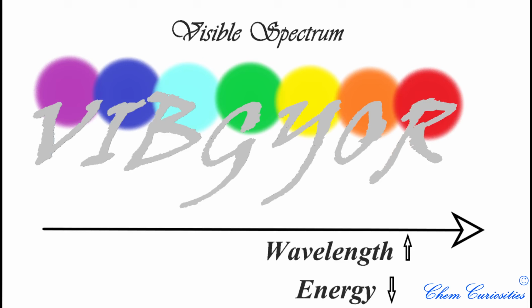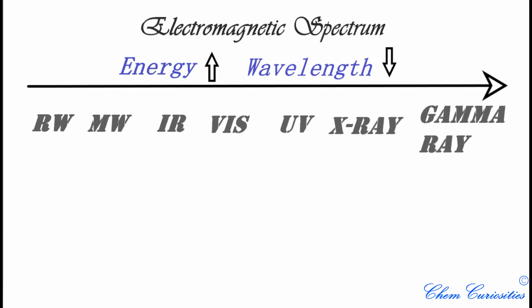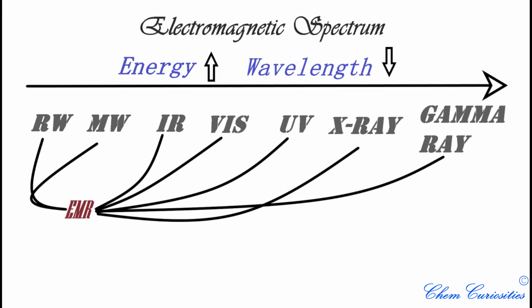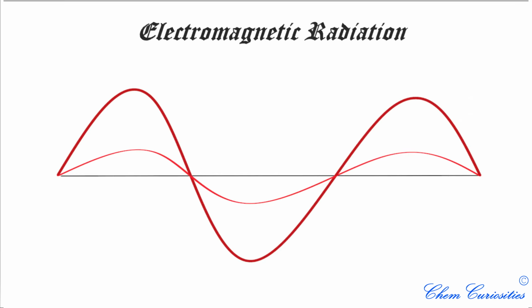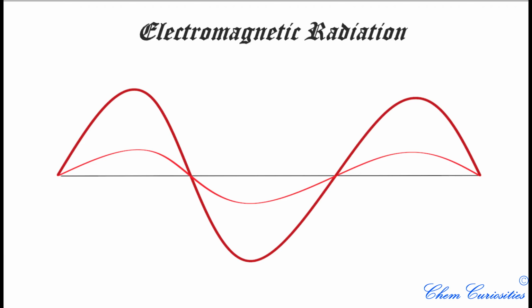This visible spectrum is actually a part of what is called the electromagnetic spectrum as shown. It consists of radio waves, microwaves, infrared, visible, ultraviolet, X-rays and gamma rays. As we move from right to left, wavelength increases and energy decreases. These individual radiations are called the electromagnetic radiations, abbreviated as EMR. It is called electromagnetic radiation as it has both electrical and magnetic components.